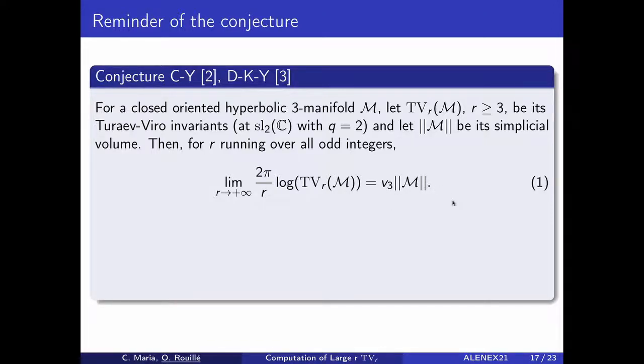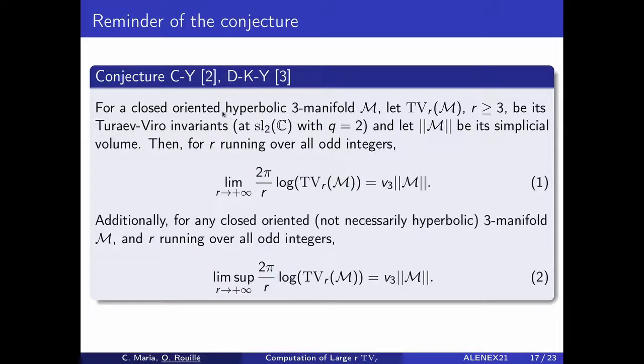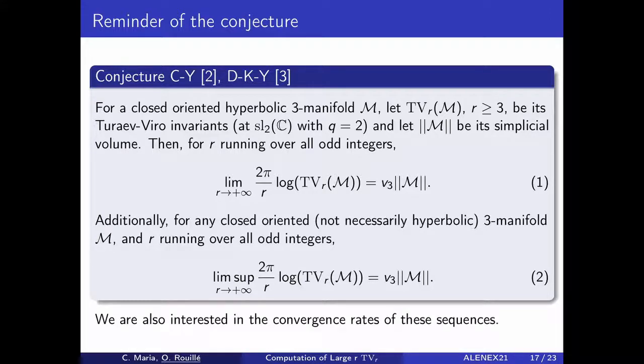So this conjecture had some success. It was extended, for instance, by Detcherry, Kalfagianni, and Yang to not necessarily hyperbolic manifolds, so closed oriented ones. And this time it's only the limit sup, but it's the same formula. This conjecture has been proven for some specific cases. We were interested in verifying them, and since we are doing all the computation, we also had a look at the convergence rate of these sequences.